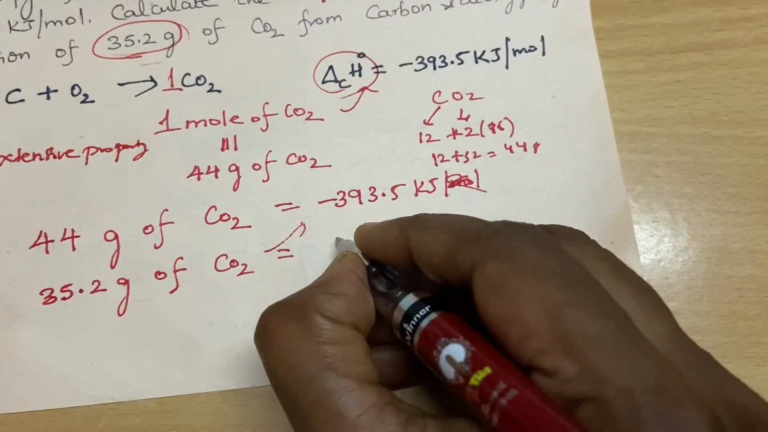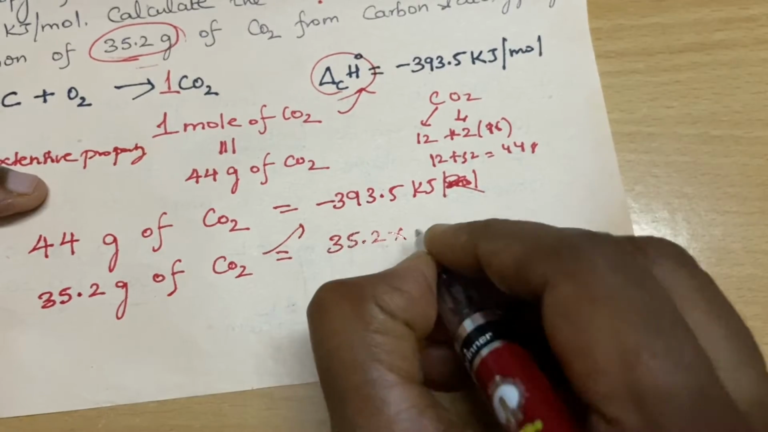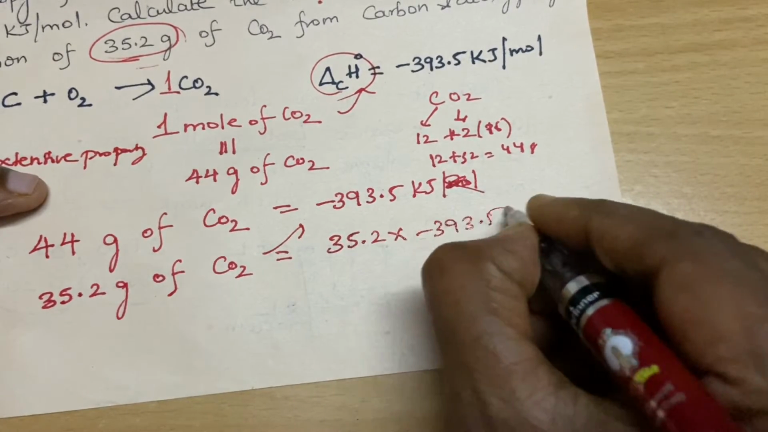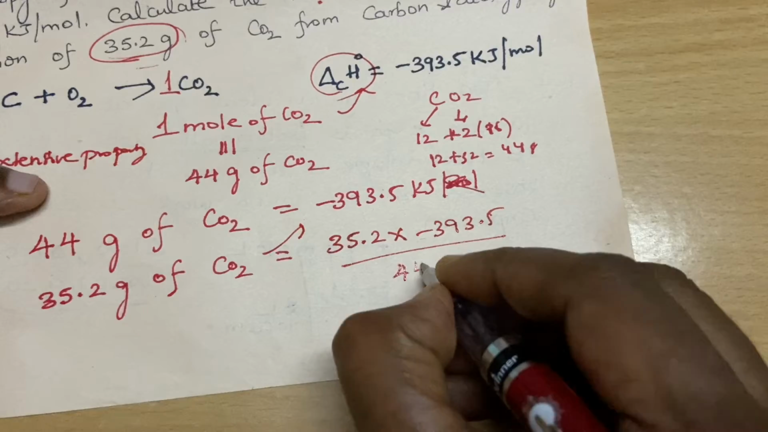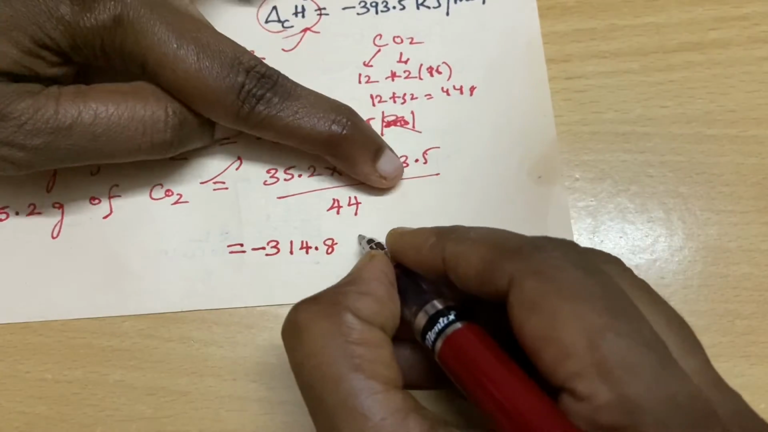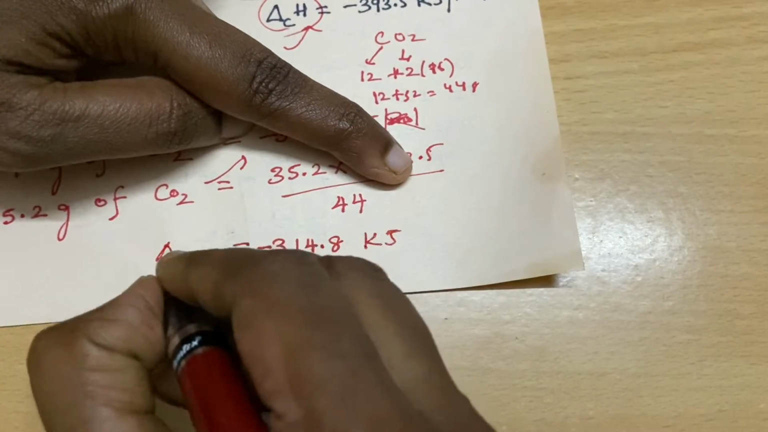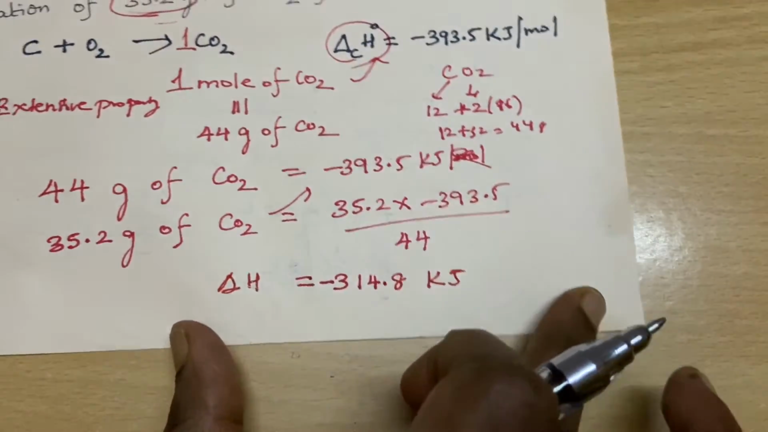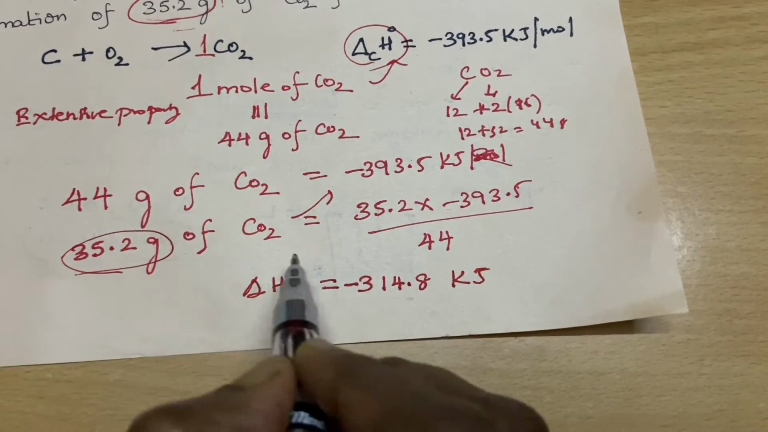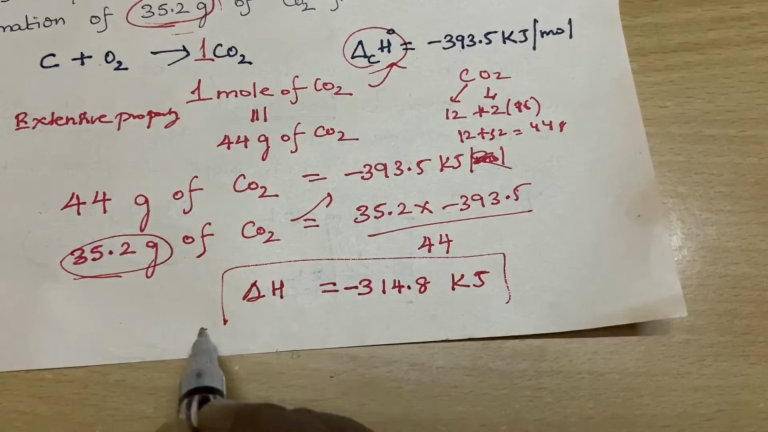So cross multiplication: 35.2 into minus 393.5 divided by 44. The answer is in kilojoules. So the enthalpy to prepare 35.2 grams of carbon dioxide is, I just cross multiplied.